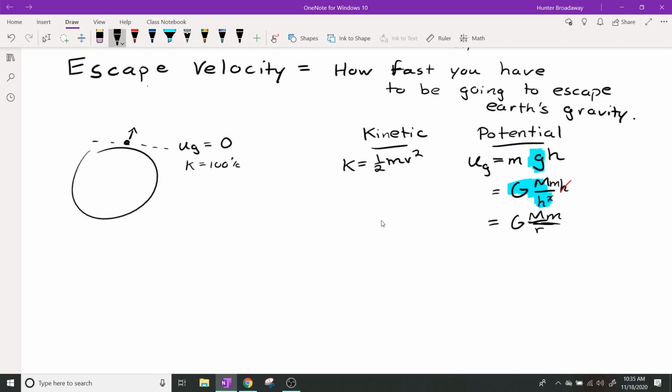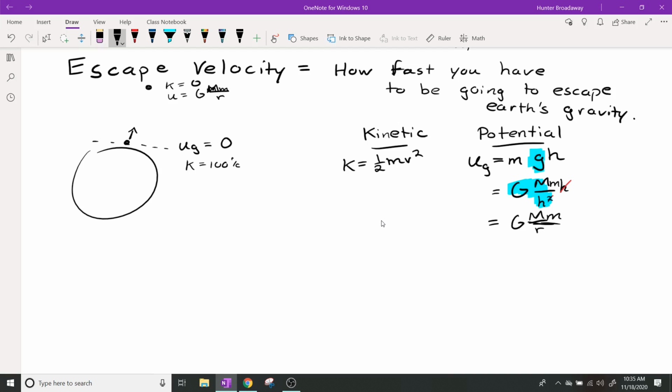So when we leave the Earth, this is the minimum escape velocity needed. So for the minimum escape velocity, whenever we go out there, the kinetic energy is going to be equal to 0, and the potential energy is going to be equal to G M m, big M, little m, over r.